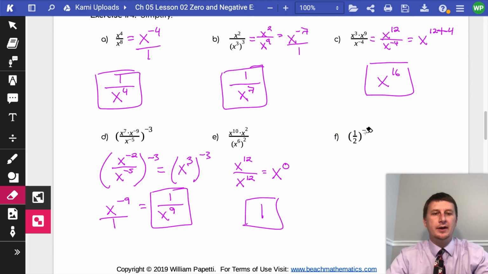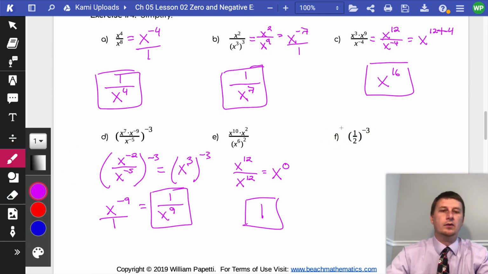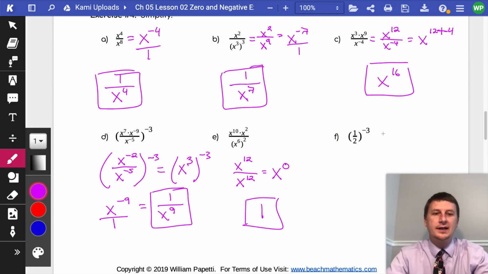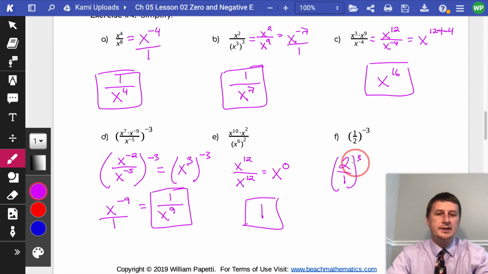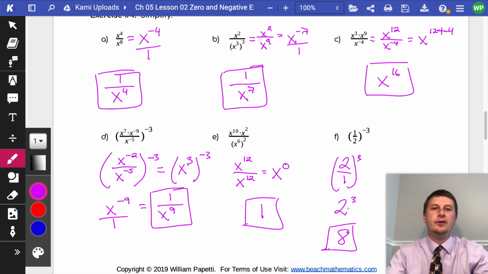So what else do we know about negative exponents? Oh, we can make it positive by taking the reciprocal. So 1/2 to the negative 3rd is the same as, what's the reciprocal of 1/2? That's 2 over 1 to the positive third. And 2 over 1 is really just 2 to the third, and 2 to the third simplifies to 8, because 2 times 2 times 2 will give you a value of 8.